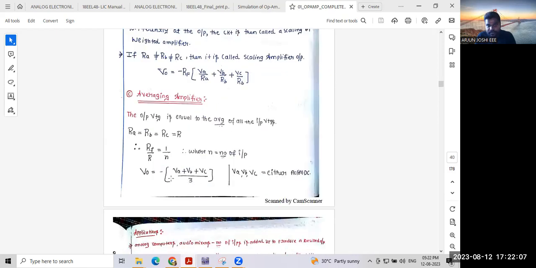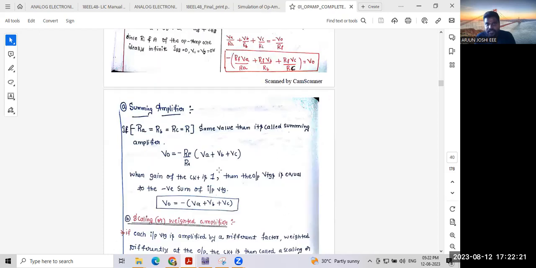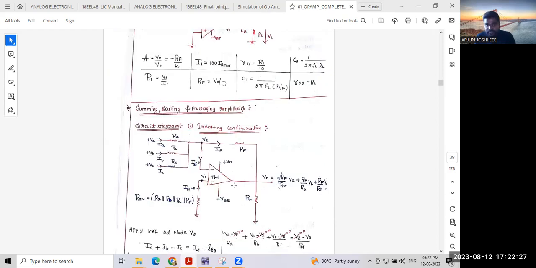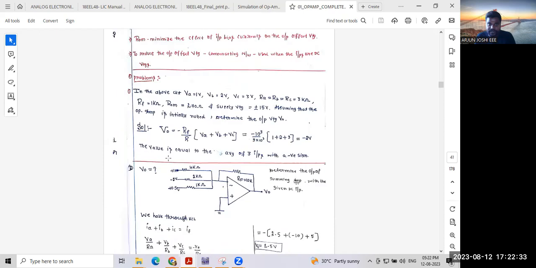How many inputs here? 3 inputs: VA, VB, VC. With the average of the 3 inputs, we are going to get the V0 value. So this is how we find the equations for the summing amplifier, scaling amplifier and averaging amplifier. Here you need not think more. You can directly take the equation for V0 and then find the output. Concentrate on the summing amplifier.